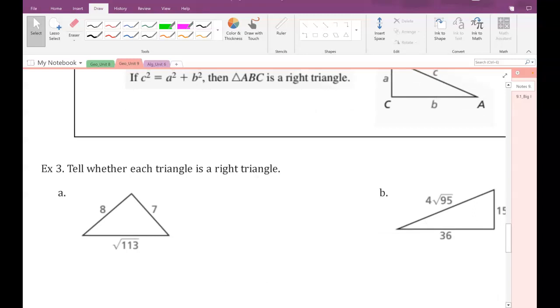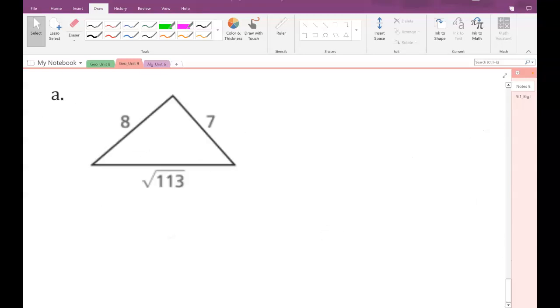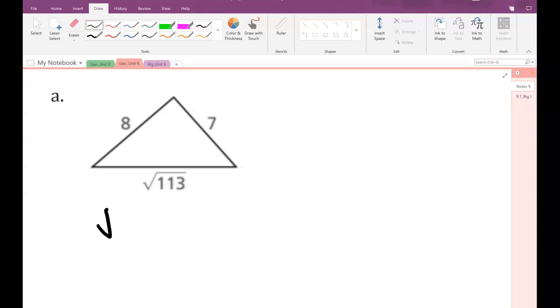So here we go. Our longest side is always going to be our c value. If you take the square root of 113, you get a repeating decimal, but it would be greater than 8 and 7. So I know this is my c value. So I'm going to say c squared, or square root of 113 squared. We're checking if that's equal to 8 squared plus 7 squared.